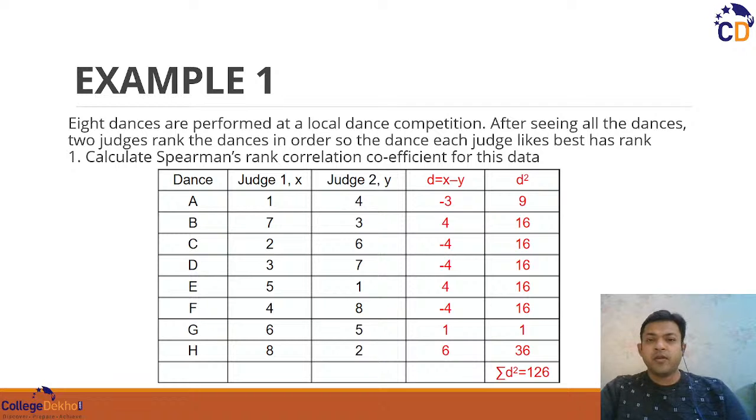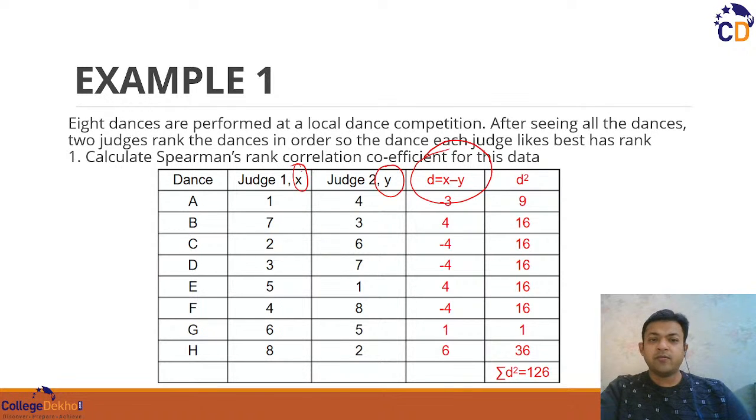So we are trying to find the correlation coefficient using Spearman's rank formula. The first column in this table demonstrates the names of the dancers or codes of the dancers. The second column demonstrates the rank given by Judge 1. The third column gives us the rank given by Judge 2. And column 4 is basically the difference between the ranks, x negative y.